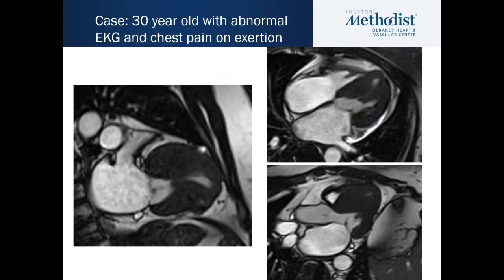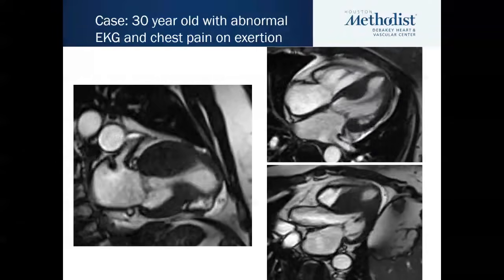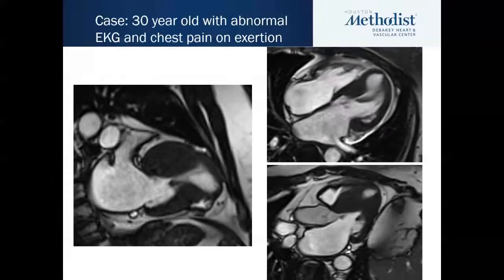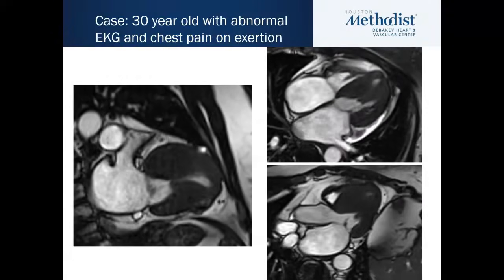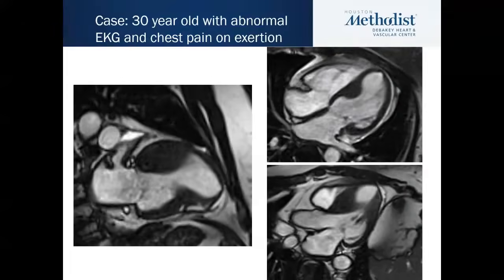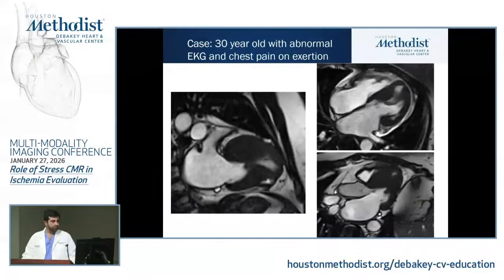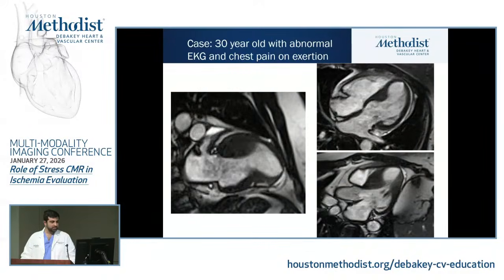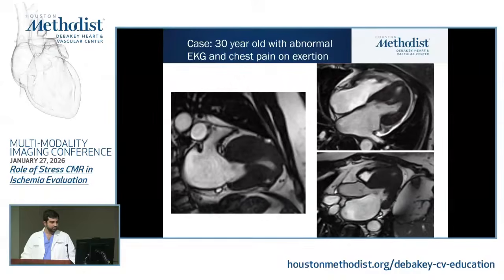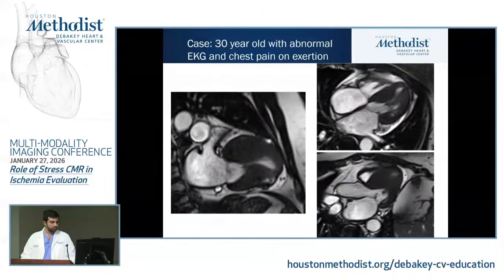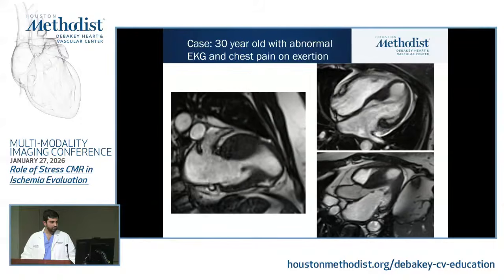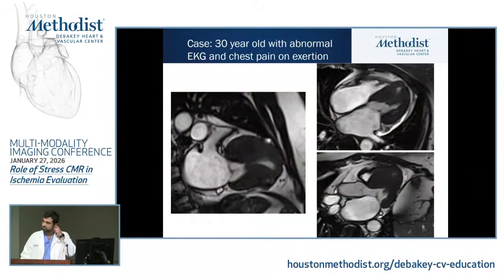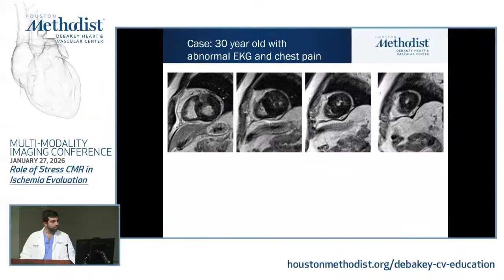All right, I'll show you the cine images. So this is a 30-year-old, abnormal EKG, chest pain on exertion. What do you guys think? Yeah? Tell us more. So suspicious for HCM, right? There's asymmetric septal hypertrophy involving the anterior wall, the anterior septum, extending throughout, and normal LV wall motion. Would you agree? Okay. Here's the scar imaging. What do you guys think?